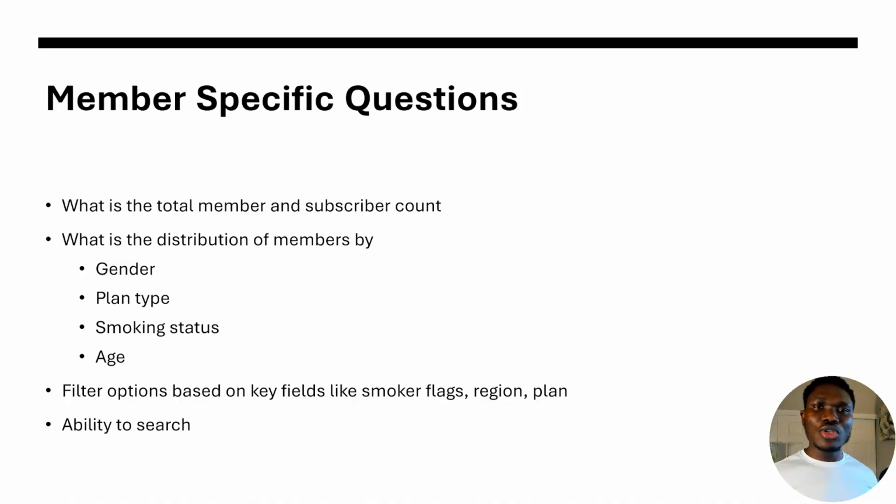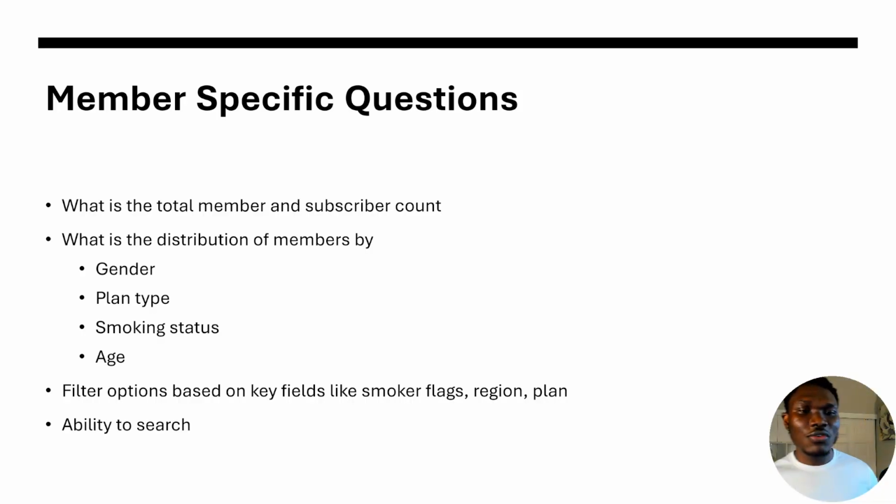Based off of that, what is the distribution by plan type? Do we have more people in HMO or in DPU or whatever it is? How many members do we have that are smoking? What's the distribution of members by age? Do we have more older people? All of this basic insight is going to help you lay a foundation to say, okay, this is what's happening. This is who our members are, and that alone is a lot of insight.